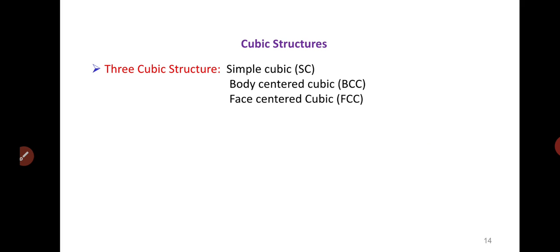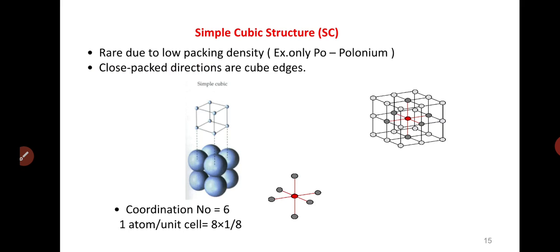So let us discuss the basic crystal structures, the cubic structures. There are 3 cubic structures: simple cubic, denoted by SC, then body centered cubic structure, then face centered cubic structure. In the simple cubic structure, see the diagram. In the simple cubic structure, all atoms in the cube are at the corners of the cube, means there are 8 atoms at the corners of the cube.